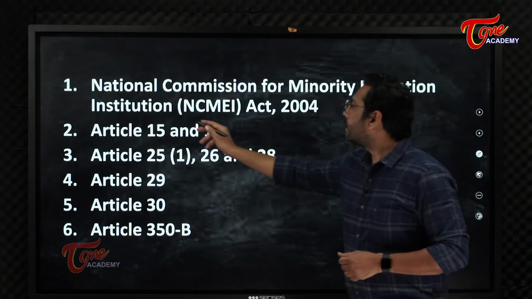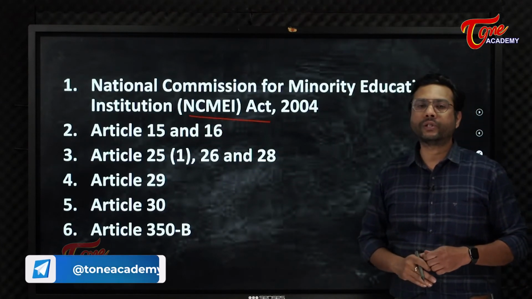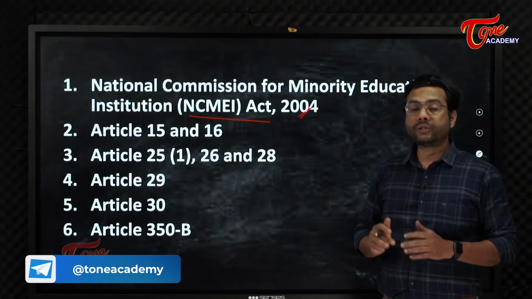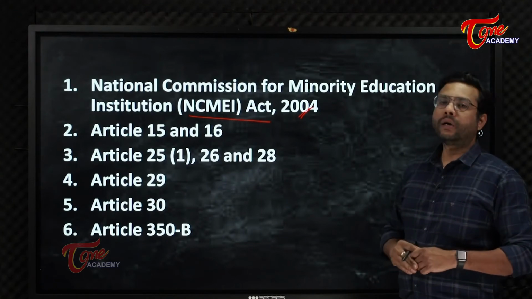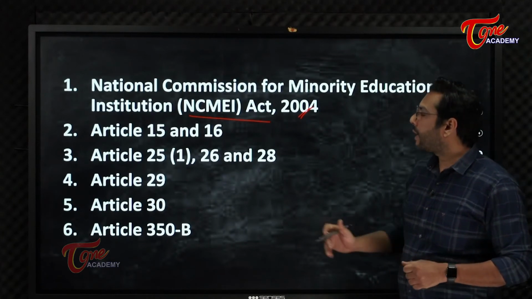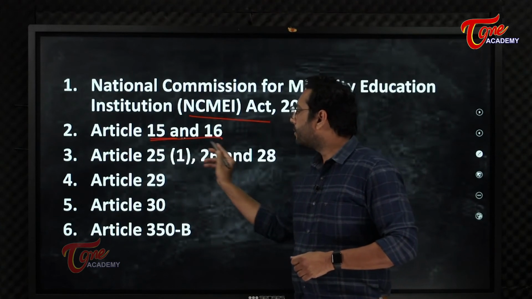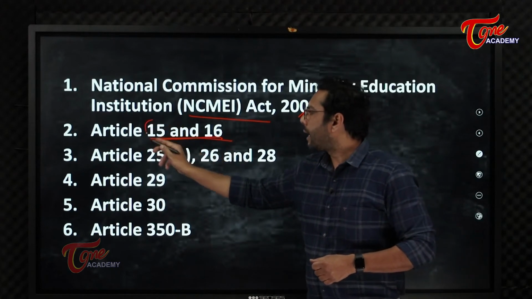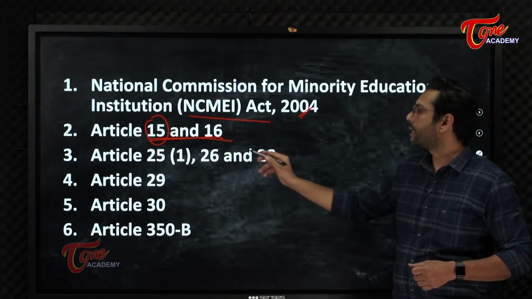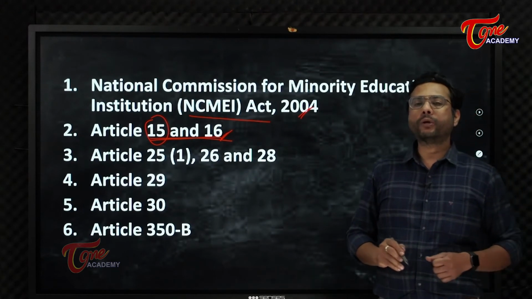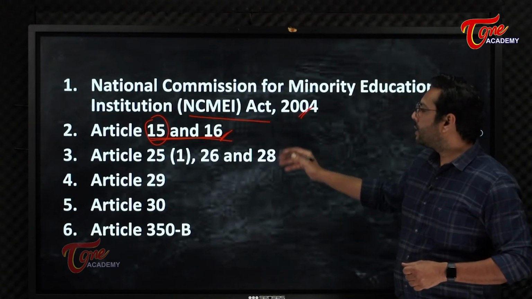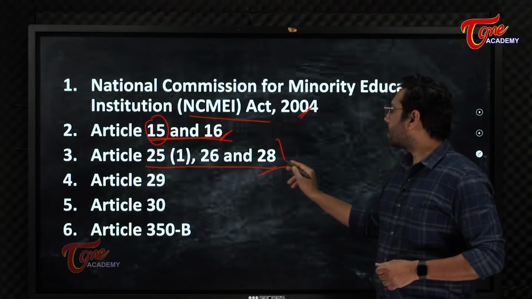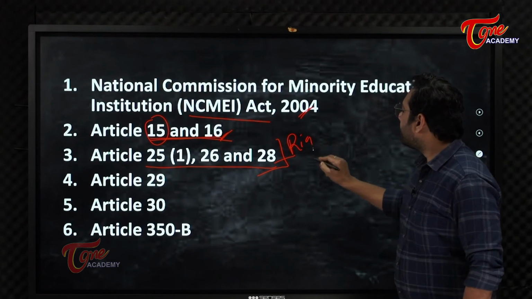So we have the National Commission for Minority Educational Institutions, NCMEI Act 2004. This is a major act which protects the various rights regarding education. We have Articles 15 and 16, very important when it comes to minorities. As we said, Article 15 is prohibition of discrimination, and Article 16 is regarding providing equal opportunity. These articles we would be discussing in general. Articles 25, 26, 28 talk about the right to religious freedom.